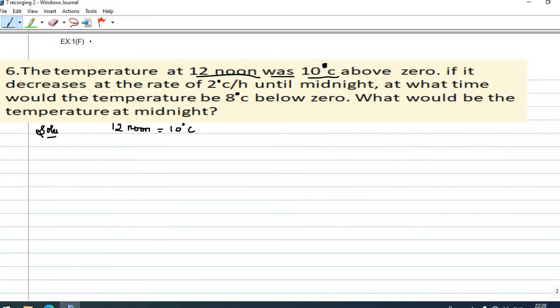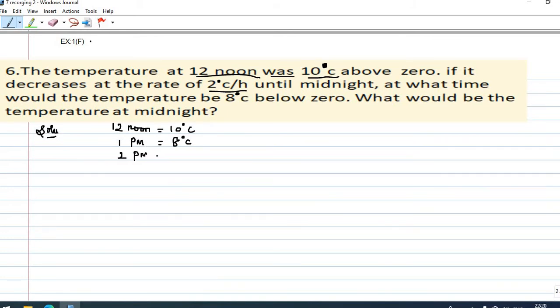And after 12 noon, what is the next hour? We can say 1 PM. Got it? And I am going to reduce 2 degrees Celsius per hour. So after 12 noon it is 1 PM, and 10 degrees Celsius, when I reduce it, becomes 8 degrees Celsius.